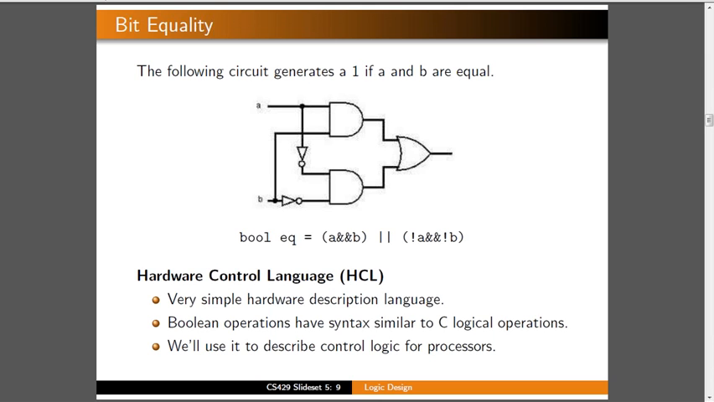The following circuit generates a 1 if A and B are equal. First of all, take A and B, then perform the NOT operation on A and the NOT operation on B, then find the AND operations, and then perform the OR operation. So first of all it uses A and B. This is A and this is B. This line is B. Yes, this is A, and this is B. So performing the AND operation over here.